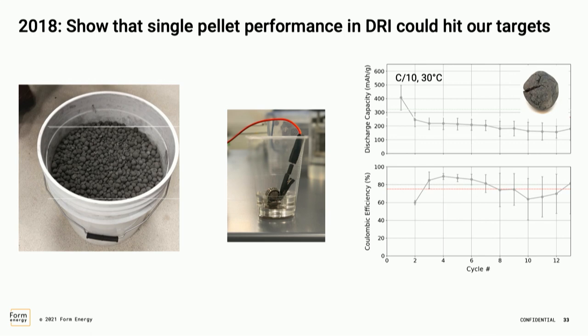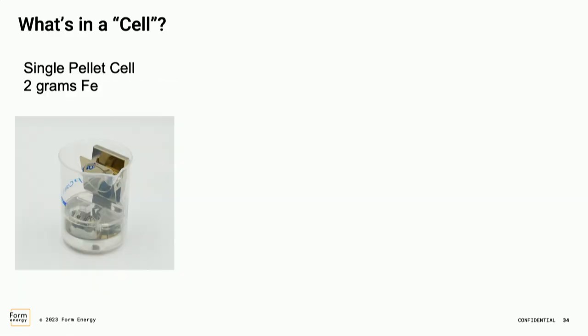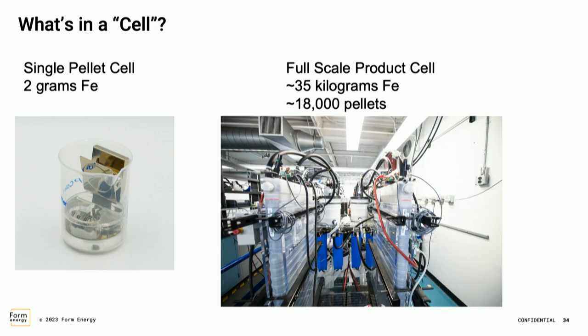From here, what we've done is build up step by step. That was our cell, and this is a cleaned up, nicer version. We got away from the Dixie cups into something a little bit more controlled. That was a cell that used 2 grams of iron in a single pellet. What's a cell today? A cell today that we make is about 35 grams of iron and 18,000 of those pellets. That is the kind of scaling that we've gone through in terms of single cells that we're testing.